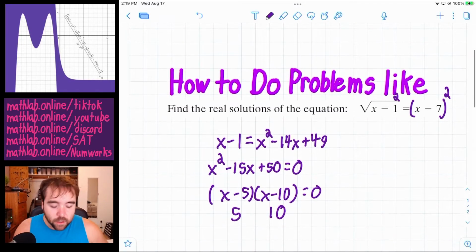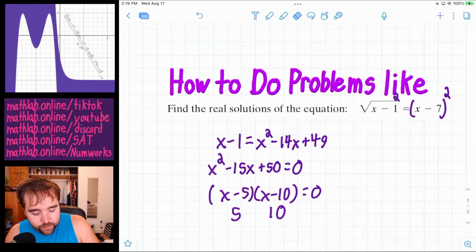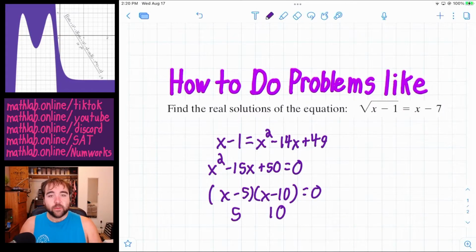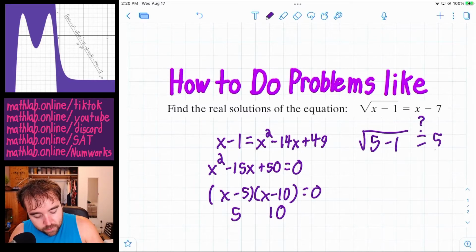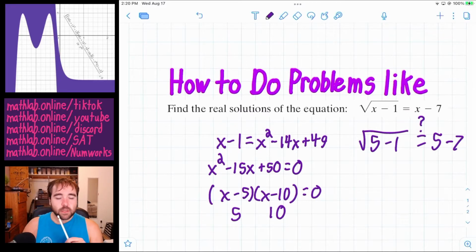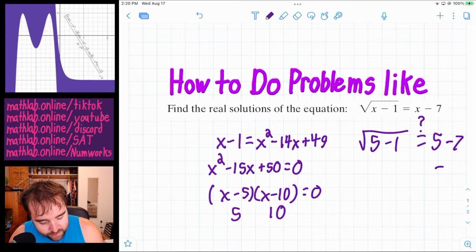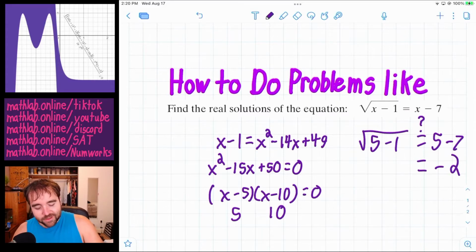But here's the deal. Whenever we have square roots in our equations, we really ought to plug those back in and make sure they work. So, for example, let's plug in x equals 5. If we have the square root of 5 minus 1, does that equal 5 minus 7? Well, maybe in a way it does, but in reality it does not.